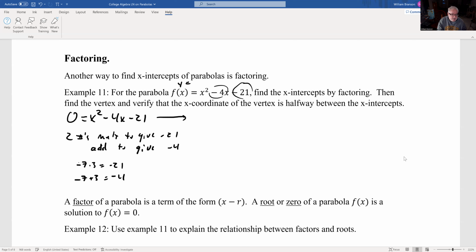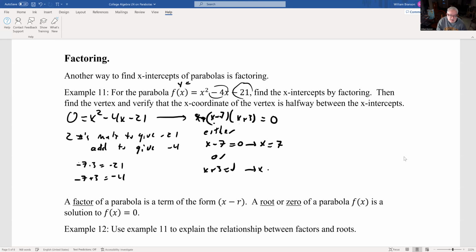So once we know those numbers, we can rewrite this as x minus 7 times x plus 3 equals 0. So minus 7 times 3 is minus 21, minus 7x plus 3x, that's my minus 4. So if we have two things multiplied together to give me 0, one of the two has to be 0. So either x minus 7 equals 0 or x plus 3 equals 0. And this tells me that x equals 7, that's one x-intercept. x equals minus 3 is the other x-intercept.